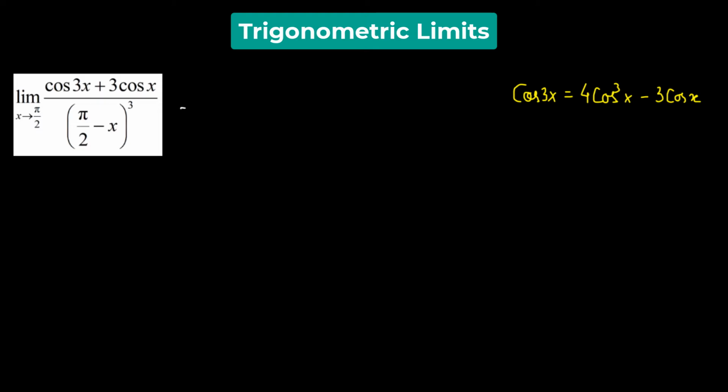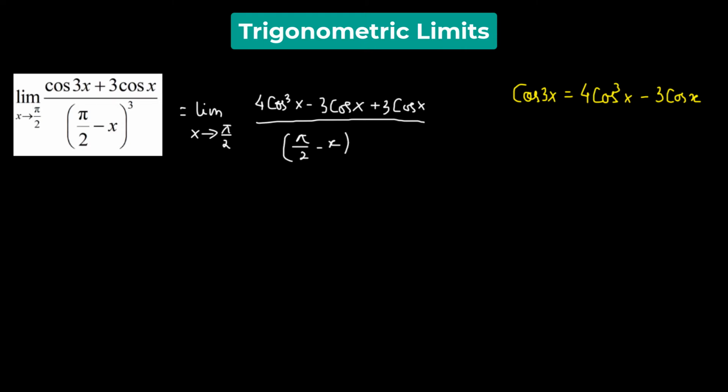So we'll have limit x approaching pi over 2, 4 cos cubed x minus 3 cosine of x plus 3 cosine of x, divided by (pi over 2 minus x) whole cube. Now the negative 3 cos x plus 3 cos x gets cancelled. Now we have 4 cos cube x in the numerator. So now what we're going to do, we're going to change the limit.